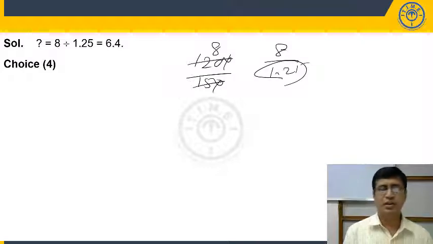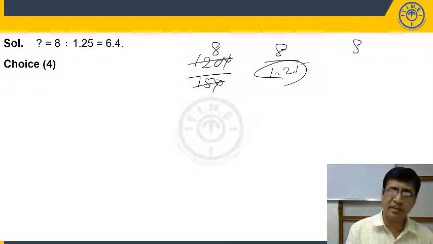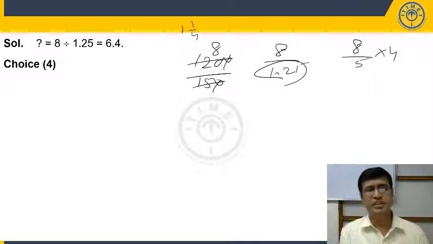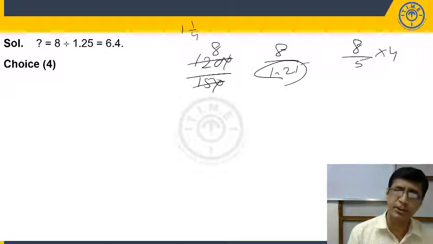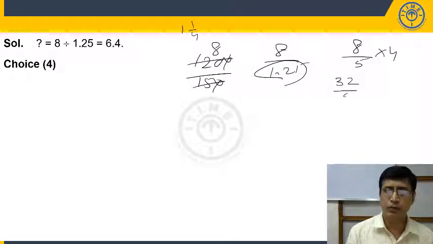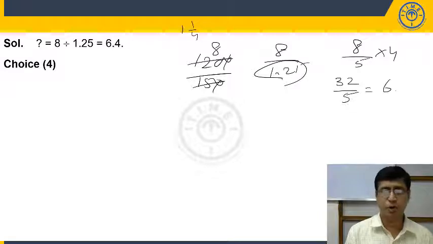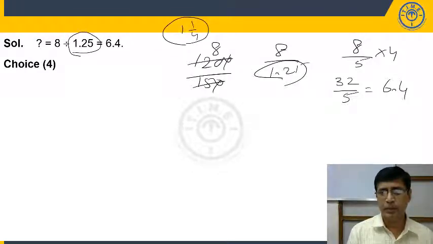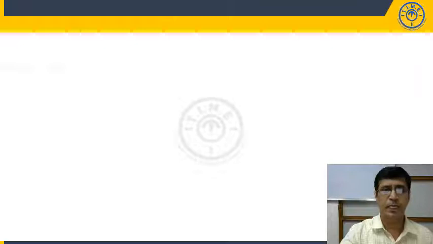My dear students, 1.25 you can express as how much? 1 by 4, that is 5 by 4. So what is the result? 8 into 4, that is 32. 32 by 5. The result is 6.4. Okay. So 1.25 means 5 by 4. Taking 5 on the denominator side, 4 on the numerator side. So right choice, option number 4.